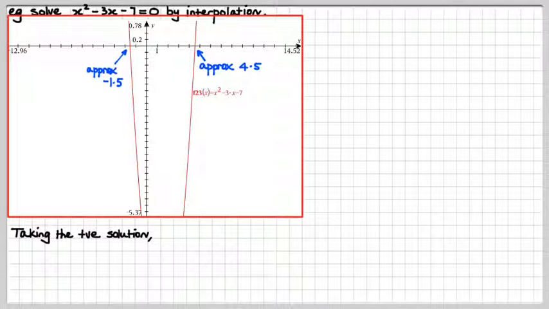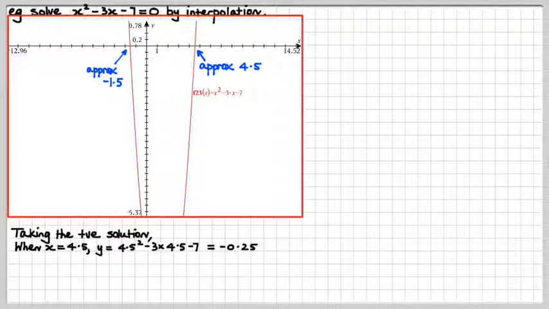Now, we'll take the 4.5-ish solution and see if we can just get a little bit better than that by trial and error as follows. If we try the value of x is 4.5 and we work out y for that particular x value, we do the number crunching and we get minus 0.25.